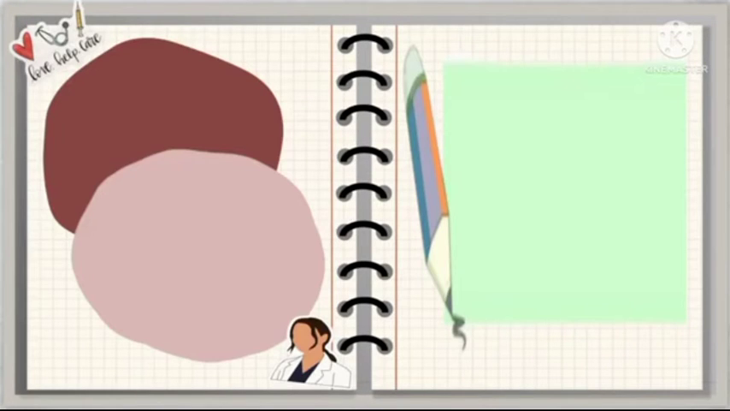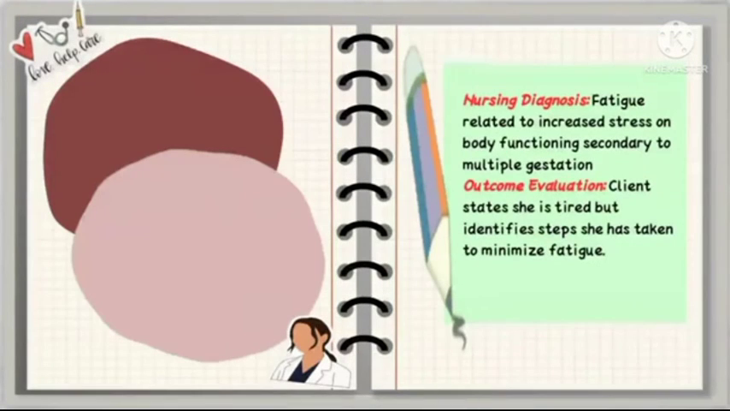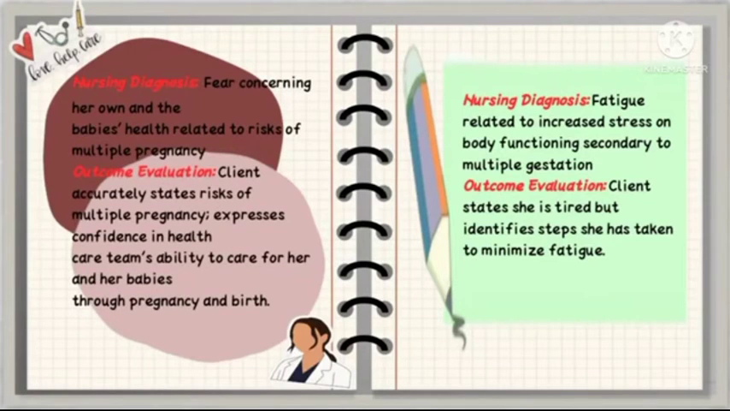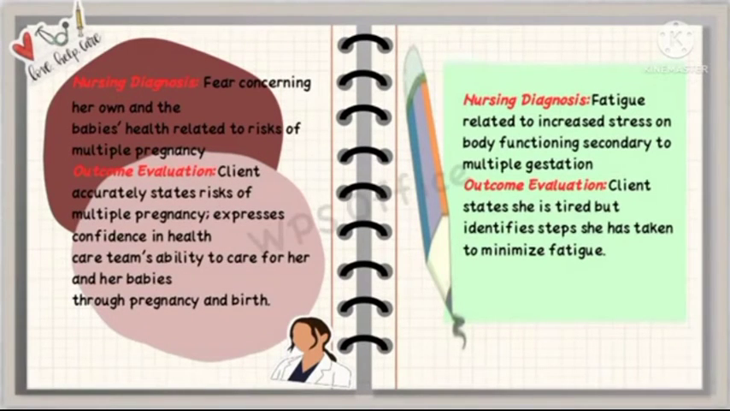So, next is the nursing diagnosis and related intervention. So, nursing diagnosis, fatigue related to increased stress on body functioning secondary to multiple gestation. Outcome evaluation. Client states that she is tired but identifies steps she can take to minimize fatigue.